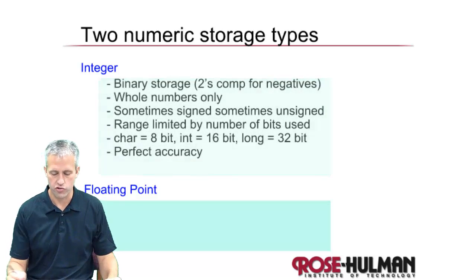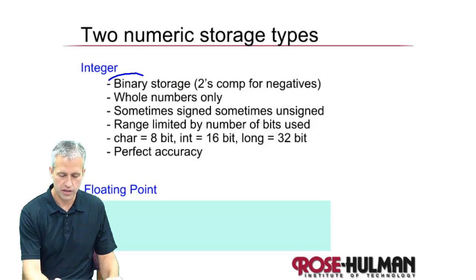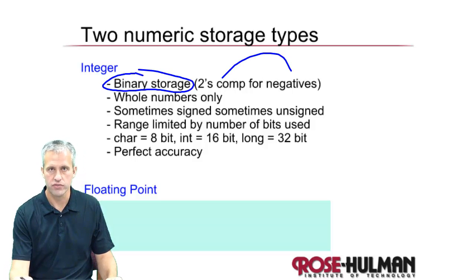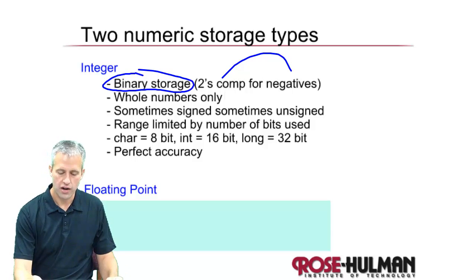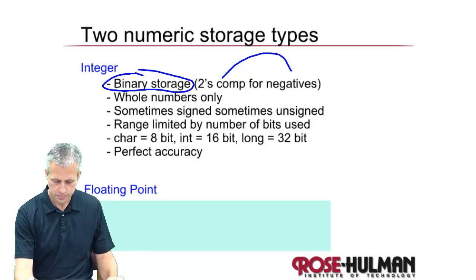One is as an integer, which you've seen a couple times, right? So this is the binary storage using the 2's comp for the negatives. With integer storage, only whole numbers can be stored, so you only get the whole numbers.